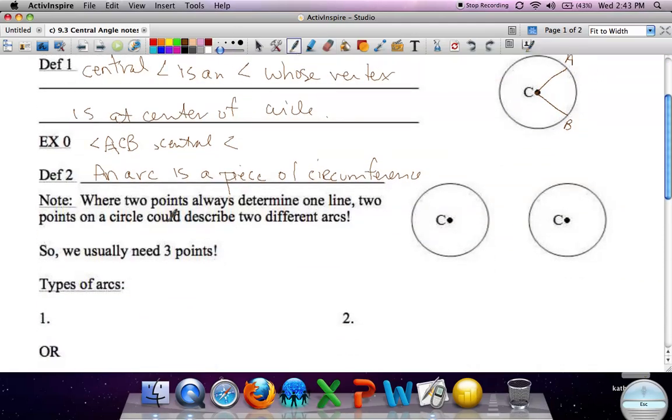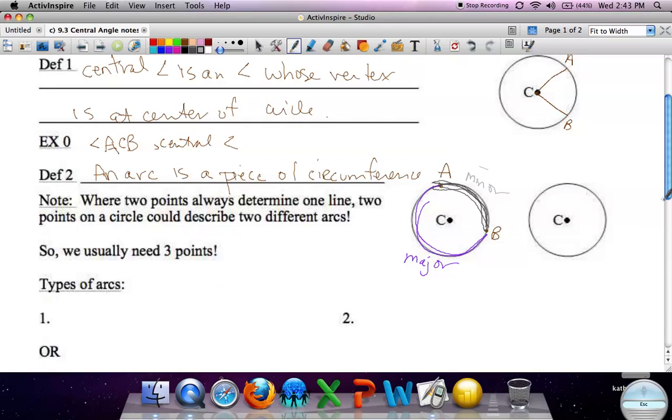Note, two points don't always determine one arc. Two points on a circle could describe two different arcs. So if this is point A and this is point B, there are two arcs defined by AB. One of the arcs would be from here all the way this way. This is what's commonly known as a minor arc. The other one would be from here over to here. So this is called a major arc on this side. And this one over here is called a minor arc, AB, minor.